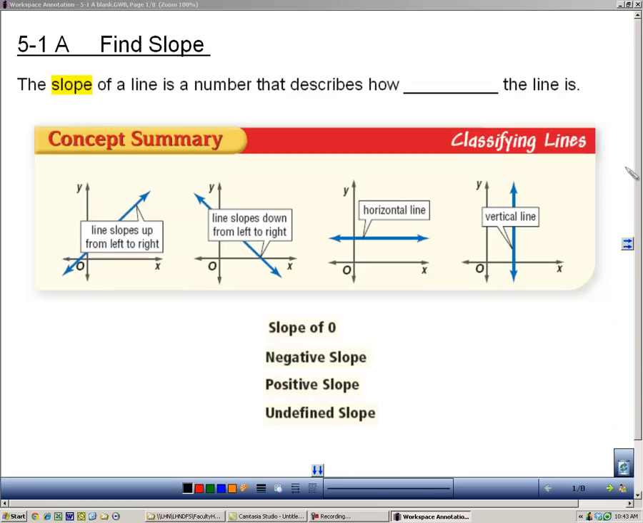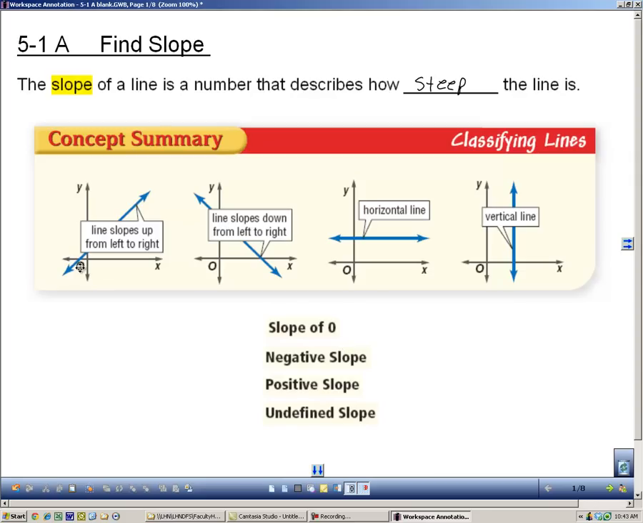Section 5.1a is about finding slope. It's a very important concept when dealing with lines, which is what Chapter 5 is all about. The slope of a line is a number that's used to describe how steep a line is. And here you see there are 4 different types of lines we want to look at and some classifications for what the slopes could be.